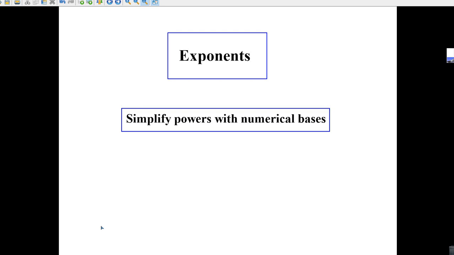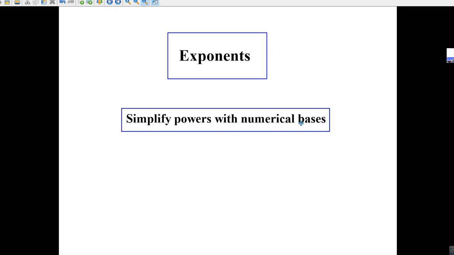Okay, we're going to look at some applications of exponents that take us a bit further than grade 10 and are a little bit more challenging. People find them pretty tricky, but they break down into two parts. It's all about simplifying powers with numerical bases.